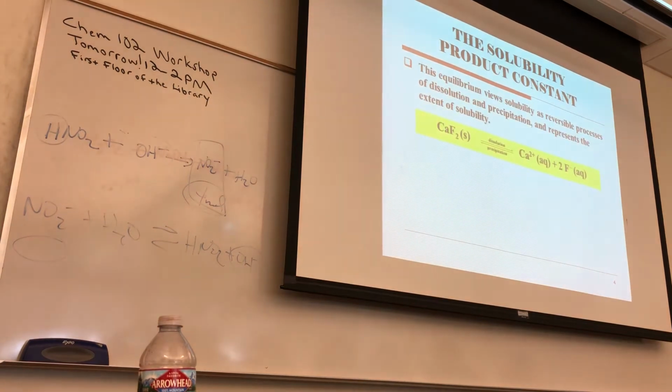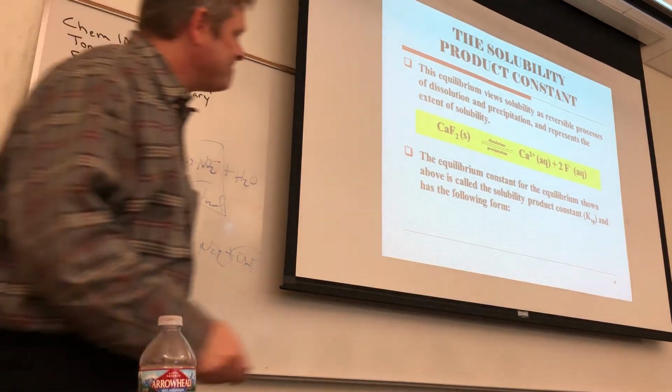Okay. So then from this, we could create our constant, which is going to be called the solubility product constant. So in this case, what would be my solubility product constant? That would be KSP equals what? Ca times F to the second power.